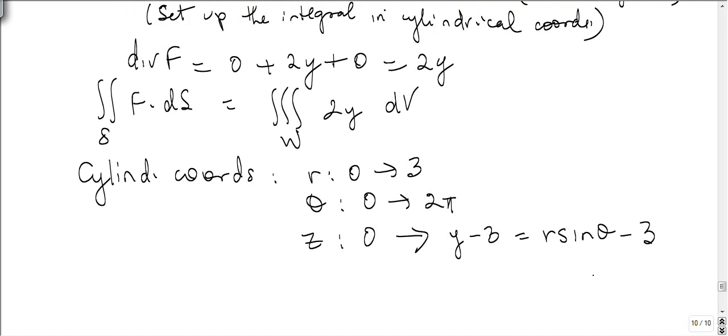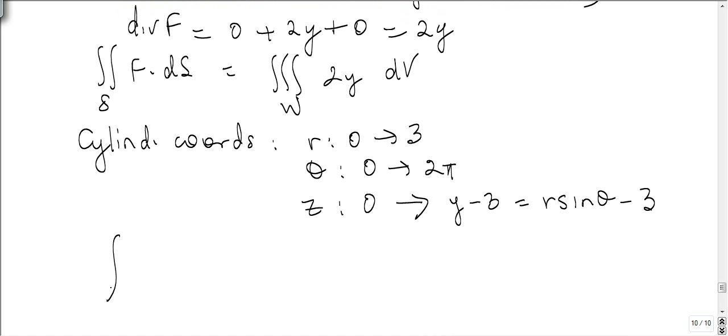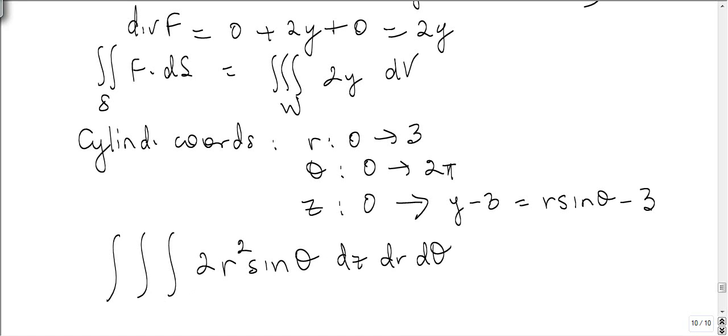Good. So now let's do this. What does the integral become? Let's do the integrand first. 2y becomes? And what else? So you need to put a squared, right? dz dr d theta, 0 to r sine theta minus 3, 0 to 3, 0 to 2 pi. How is that? Perfect. Okay, thank you.